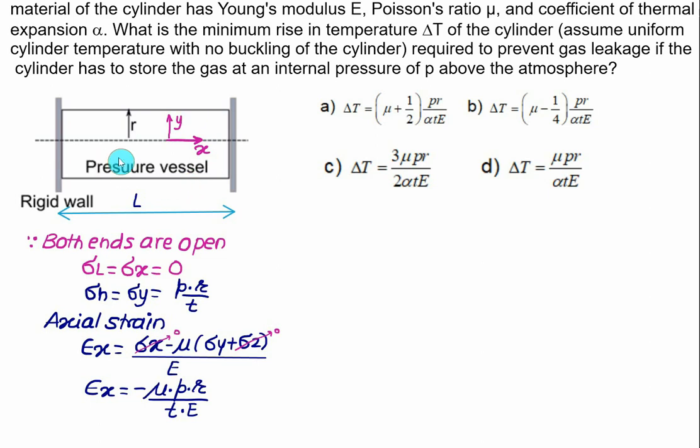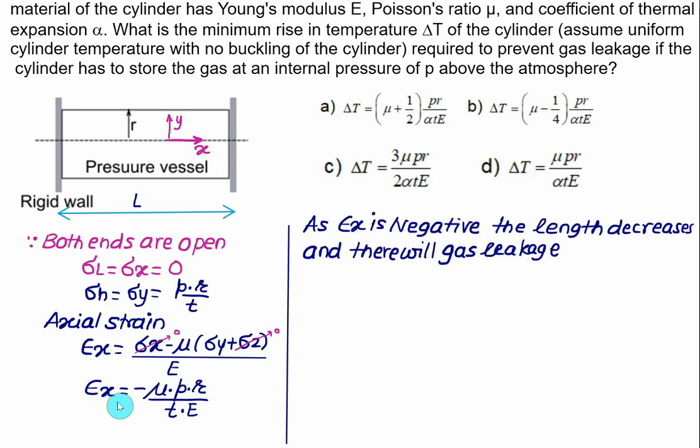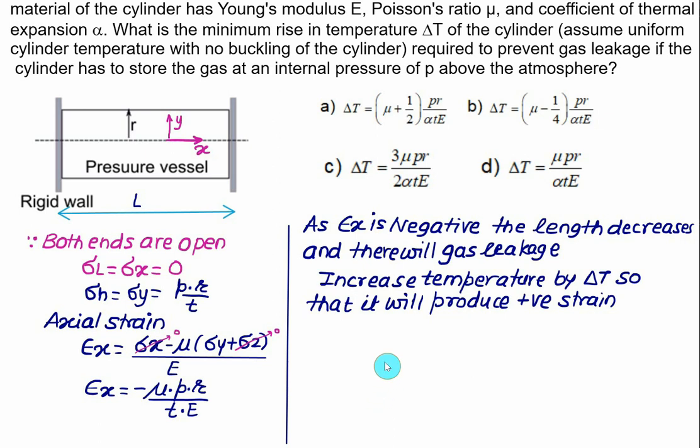It means that we have to expand this by increasing the temperature, and it should produce the thermal strain, and because of that thermal strain the length will increase. In that case the gas will not leak from the pressure vessel into the atmosphere. So since the value of epsilon x is negative, the length decreases, and as the length decreases there will be gas leakage. We want to avoid the gas leakage here, so we'll develop a thermal strain by increasing the temperature by delta T, so that it will produce the positive strain.